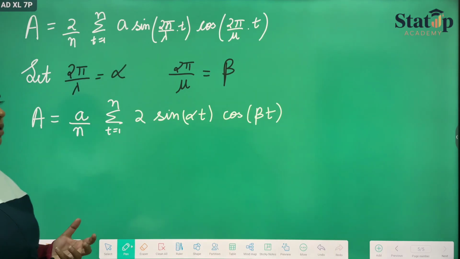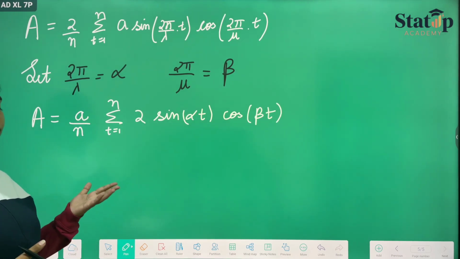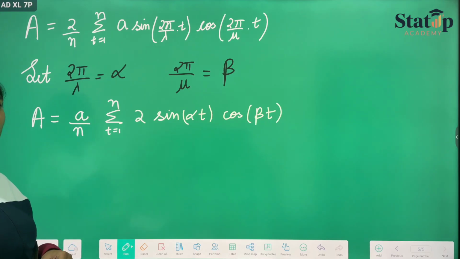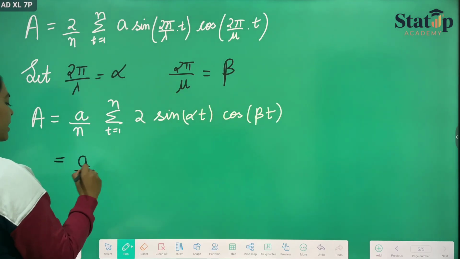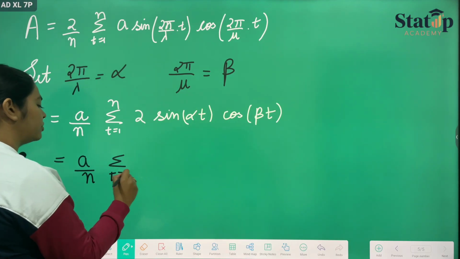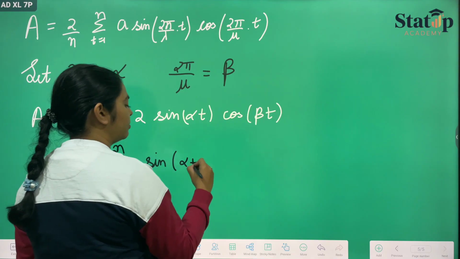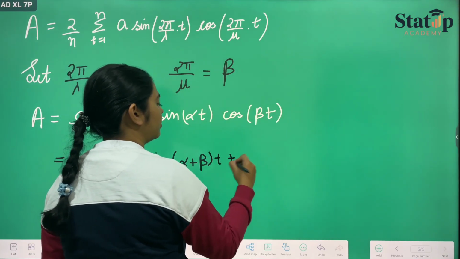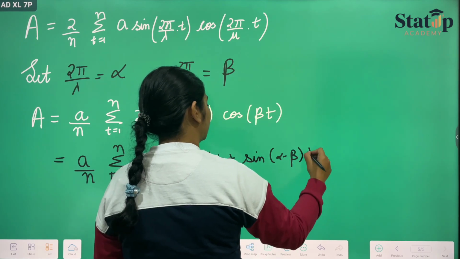This is a trigonometric ratio property. If you don't know this, then revise your basic concepts first and return back here. This formula I'm telling you, 2 sine A cos B would be sine A plus B plus sine A minus B. So this would be A by n summation t goes from 1 to n sine (alpha plus beta) plus sine (alpha minus beta) into t.